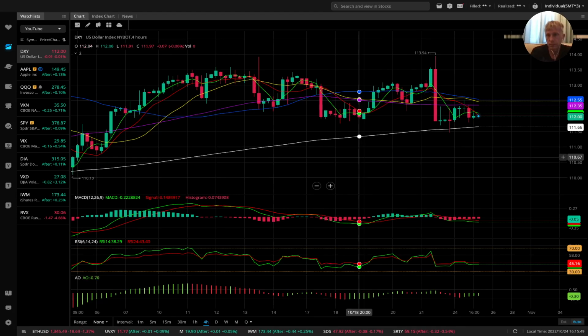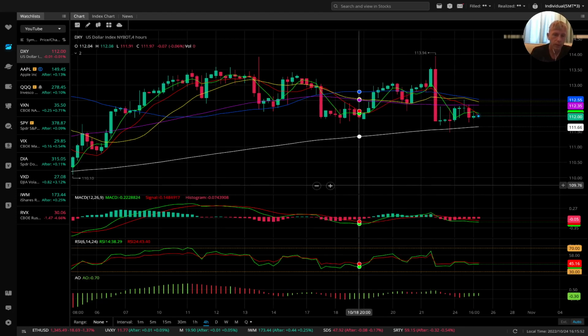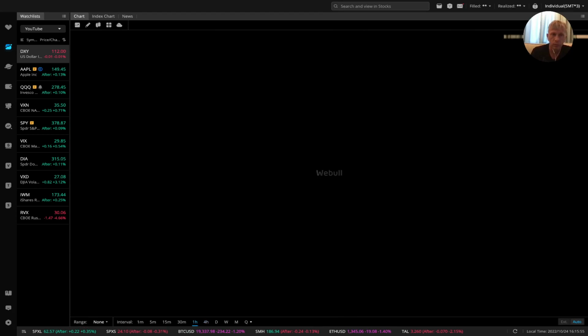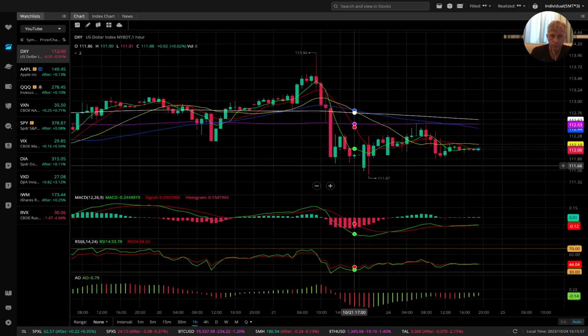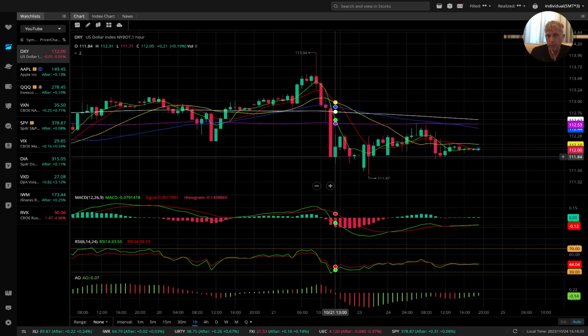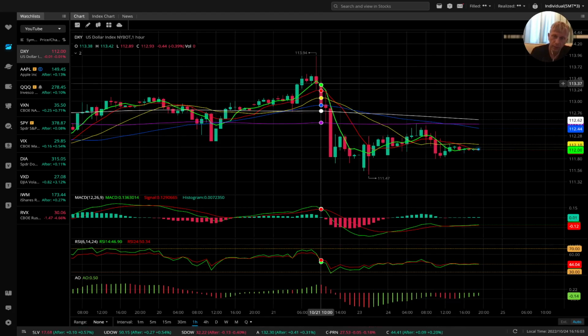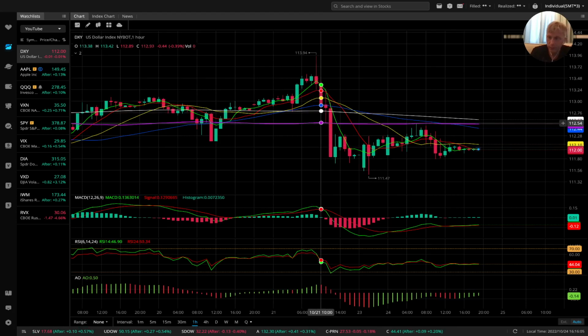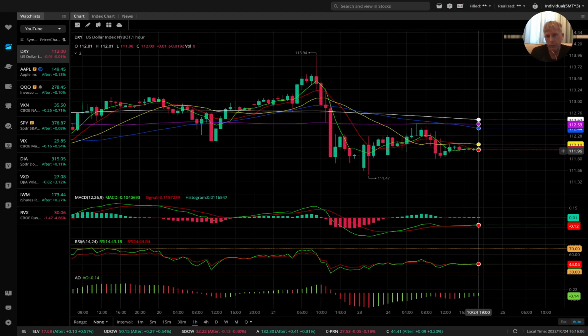Okay. Let's move to 1 hour. 1 hour on dollar. 1 hour on dollar, it's kind of flat. It's like a bear flag. And you drop down and sideways, bear flag.